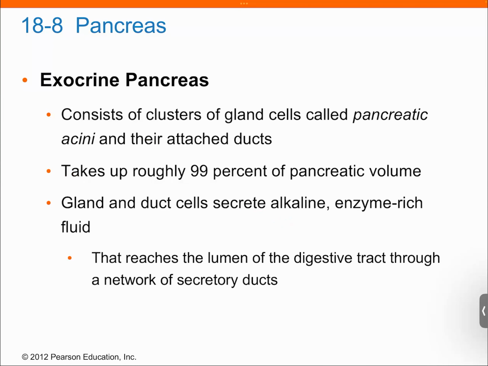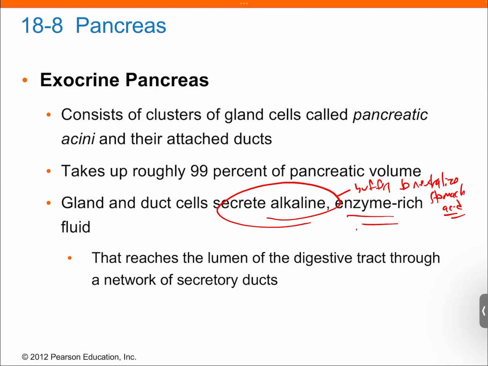Now, when we take a look at the pancreas itself, the exocrine activities, largely what we're doing here is creating these alkaline buffers, and the reason why we're making alkaline buffers is to basically neutralize stomach acid. And it's also enzyme rich, and these are basically digestive enzymes. So that's what the exocrine piece is.